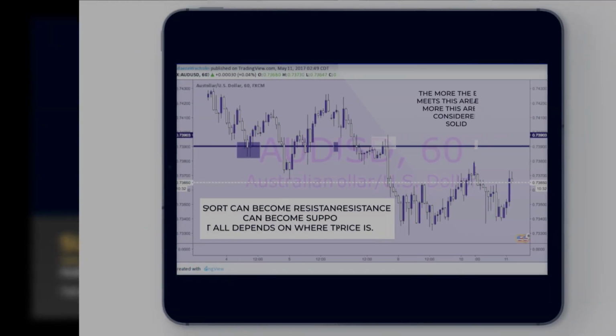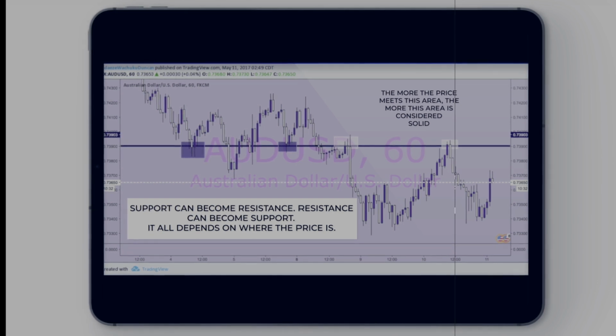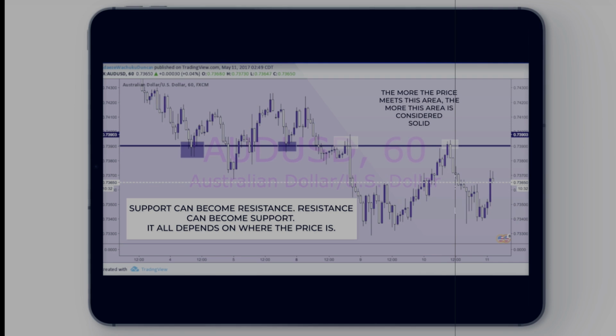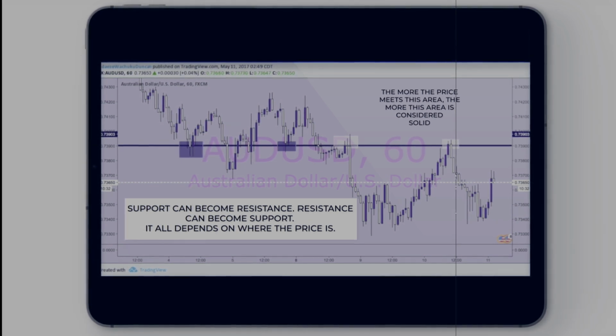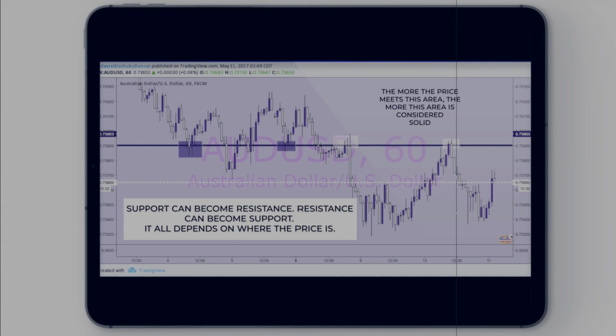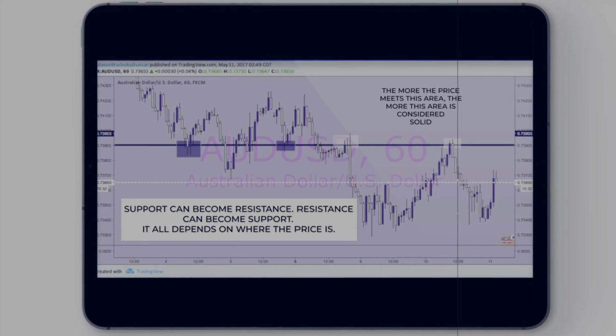A support and resistance line have been drawn on this chart. As we mentioned before, let's consider this line more as a zone. How do we recognize a resistance or support zone? When a price touches one area a repeated number of times, the more the price touches this area, the more the area is considered as solid.